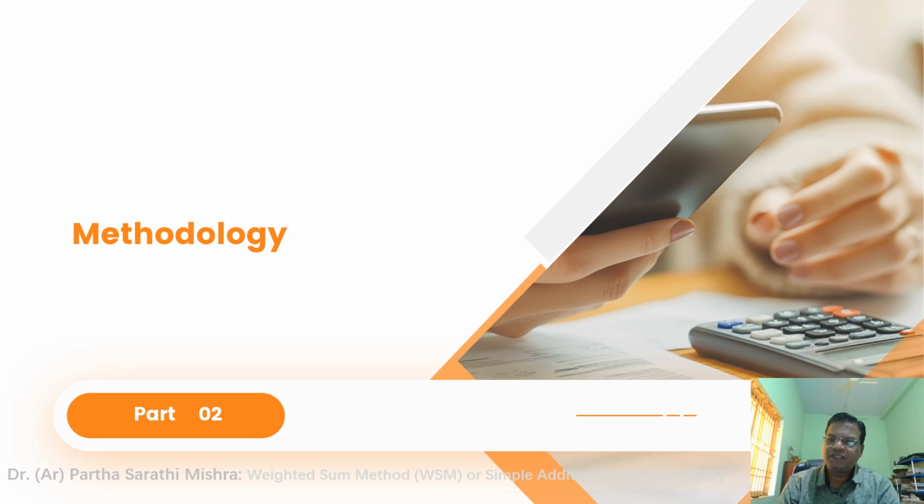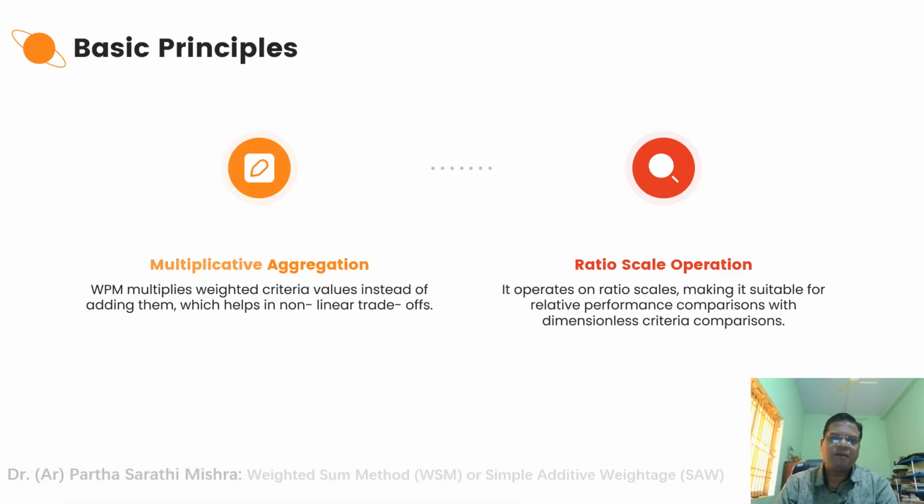Next part is the methodological process. WPM operates on two fundamental principles. One is multiplicative aggregation and the other is ratio scale operations. Unlike additive methods, WPM multiplies weighted criteria values, which helps create non-linear trade-offs. It also operates in ratio scales, making it suitable for comparing relative performance with dimensional criteria.